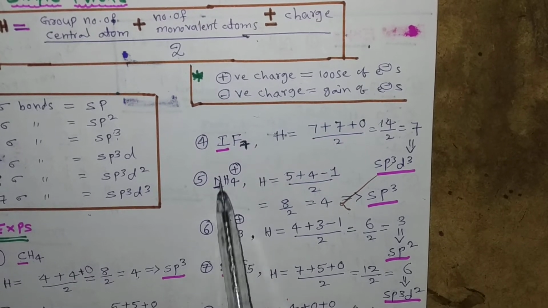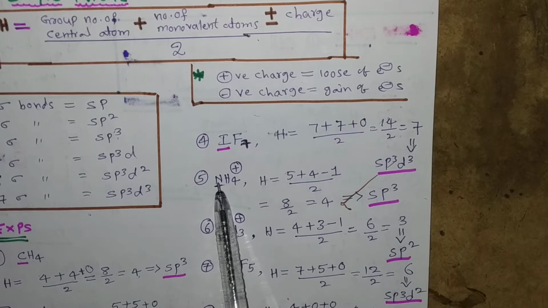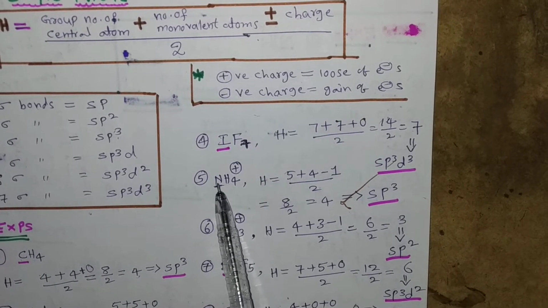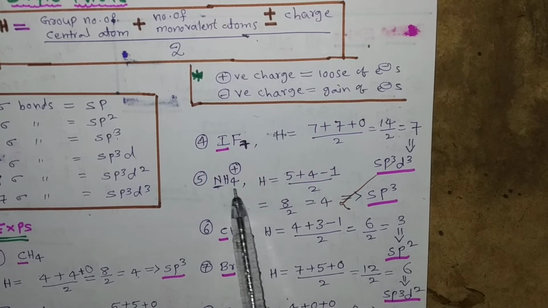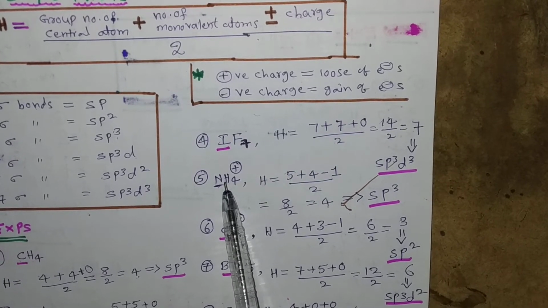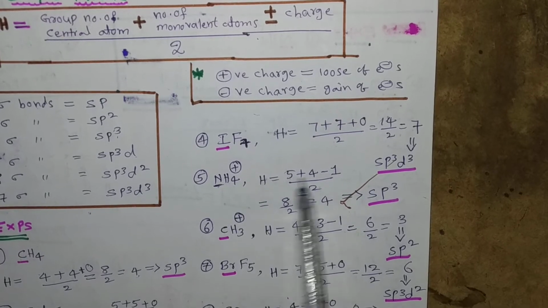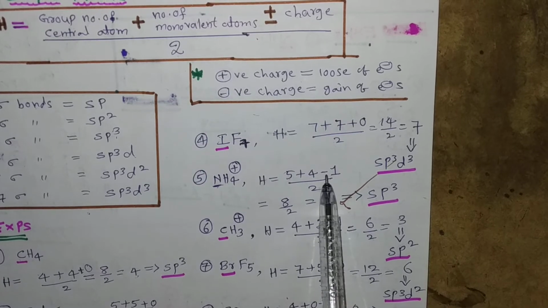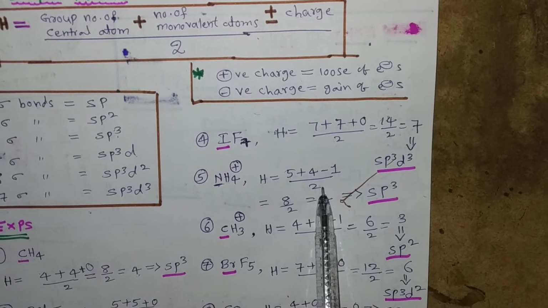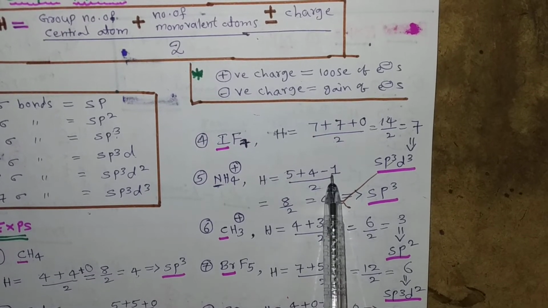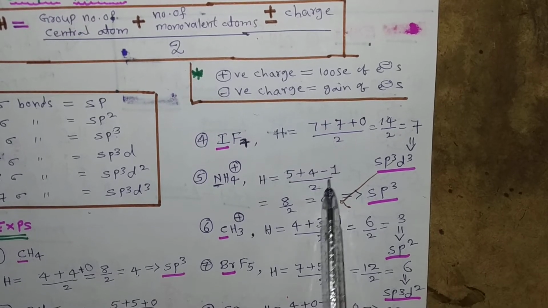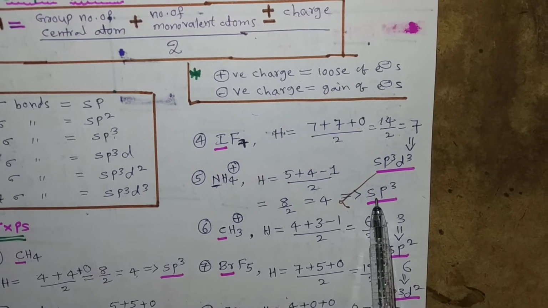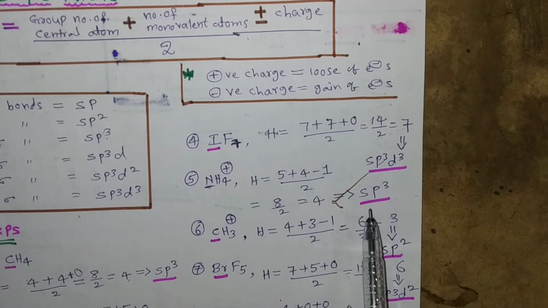Next example, NH4 plus. In this molecule, the central atom is nitrogen. Nitrogen belongs to the 5th group in the periodic table. So group number 5 plus monovalent hydrogens 4 and positive charge. Positive charge means remove 1 electron, so minus 1 by 2. 8 by 2 is equal to 4. What is the hybridization? sp3 hybridization.